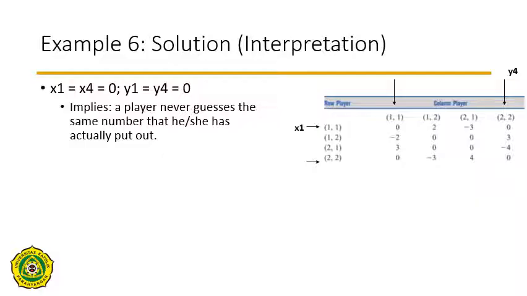So let's go back to the optimal solution of that example. For both the row player and the column player, we see that x1, x4 equal 0, and y1, y4 equal 0. It means that when we play this game, the optimal solution says we should never put out one finger and also guess one finger. Never do that. Also never do it when we put out two fingers and guess two fingers. Whether you are the row player or the column player, you just never guess the same number of fingers as the number you actually put out.